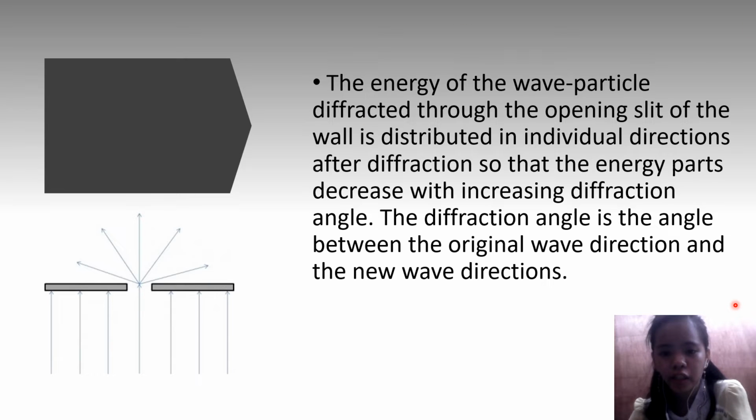The energy of the wave particle refracted through the opening slit of the wall is distributed in individual directions after diffraction, so that the energy part decreases with increasing diffraction angle. The diffraction angle is the angle between the original wave direction and the new wave direction.